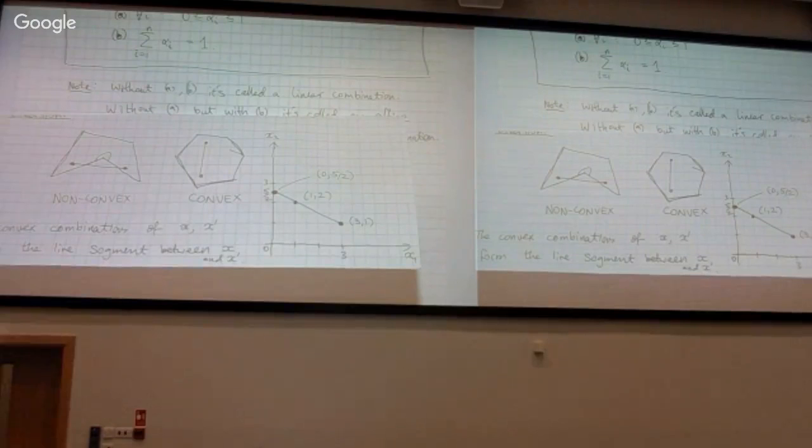Okay. In fact, if you allow your coefficients to be anything, you can get any point in the whole plane. If you insist that they all add to 1, then you get the line. So the affine combinations are all the points on that straight line. And if you moreover insist that all the alphas be between 0 and 1, then you're restricting yourself to the segment between the two points.